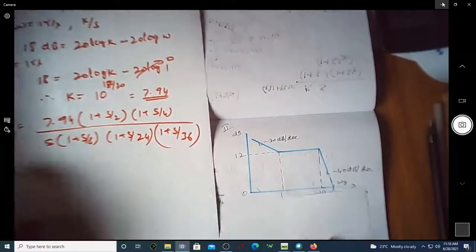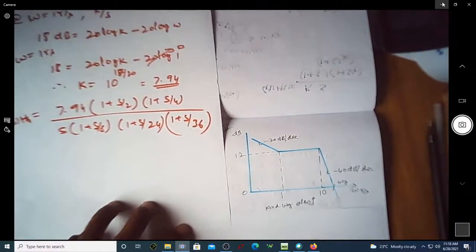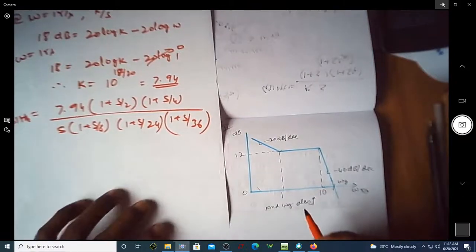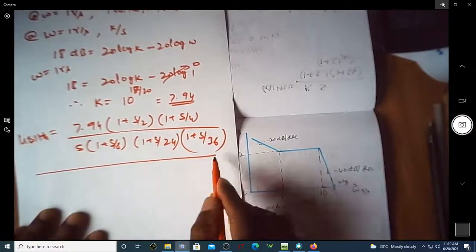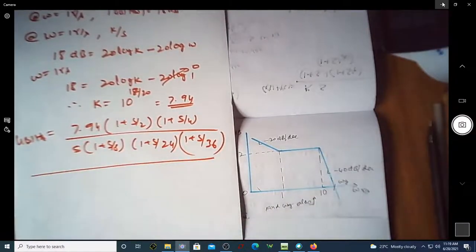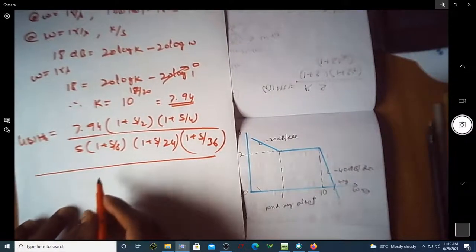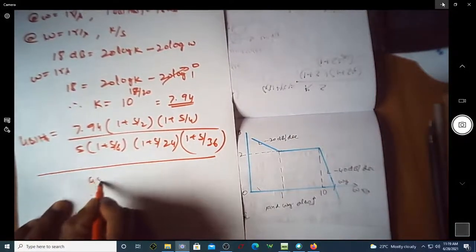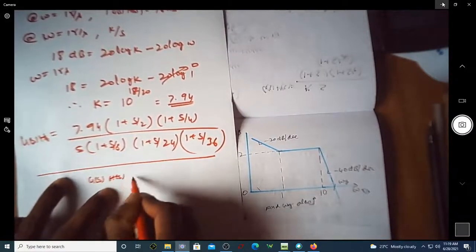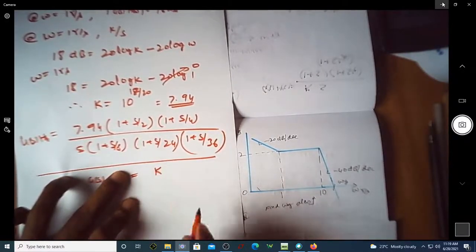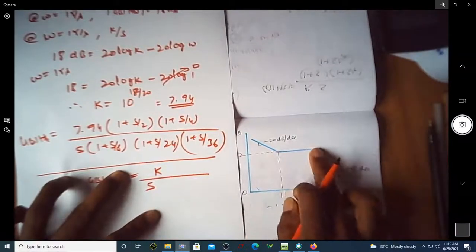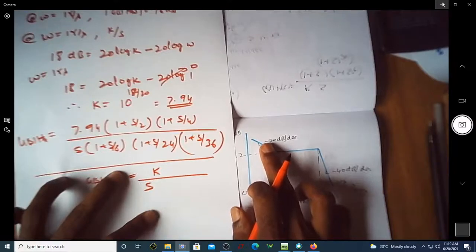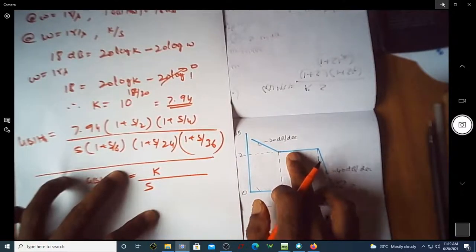Let us try to do it for this particular transfer function. Suppose if you start drawing it for this, we have an initial slope of minus 20 dB per decade. So naturally the term that will contribute, if I write G(s)H(s), is equal to k by s.